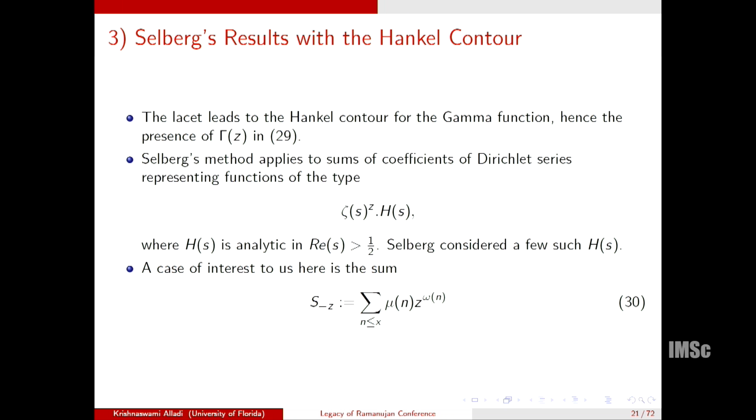Now, why is this of interest? Because when I differentiate this with respect to z, the omega(n) comes down, and then I get z to the omega(n) minus 1. So if I put z equal to 1, that's my sum of mu(n) omega(n). So it can be obtained from the Selberg result by differentiation with respect to z.